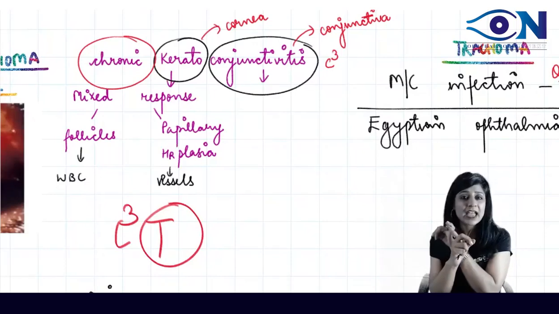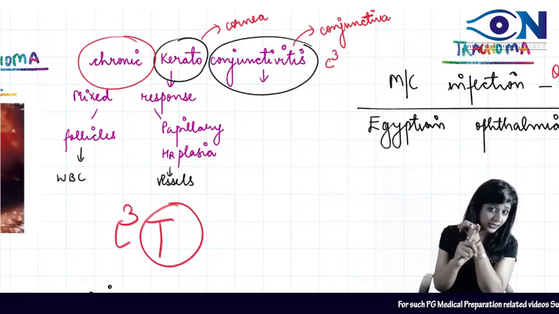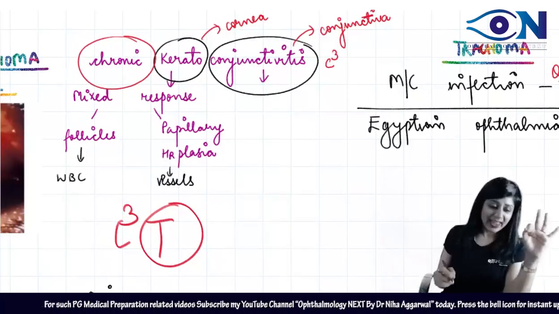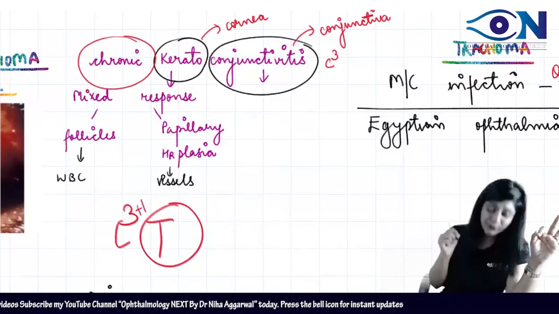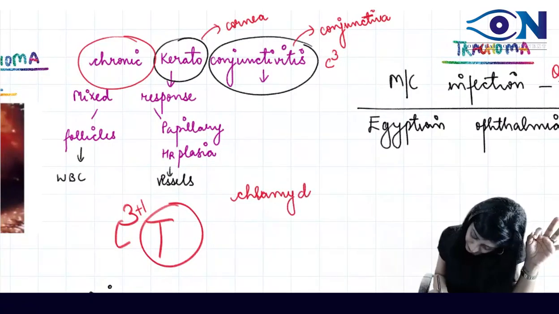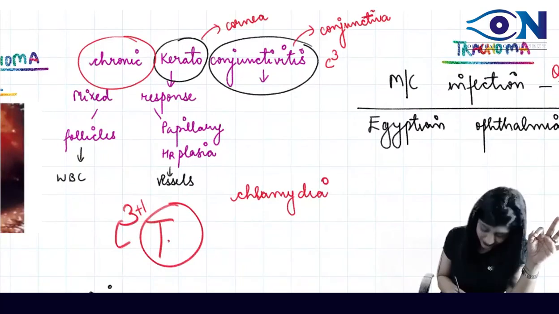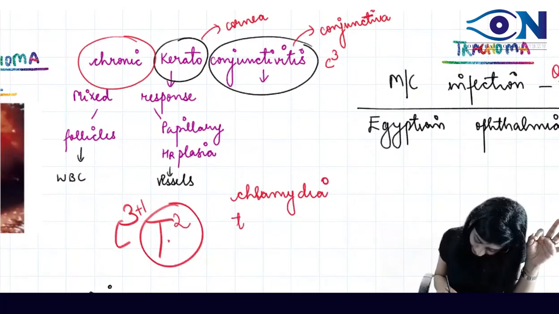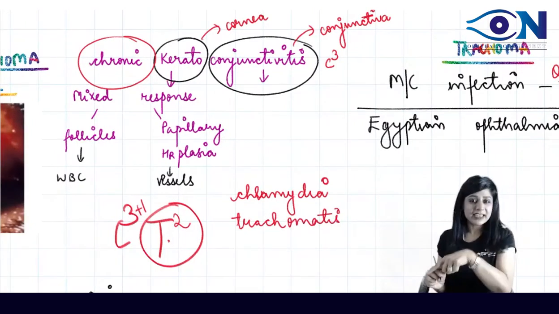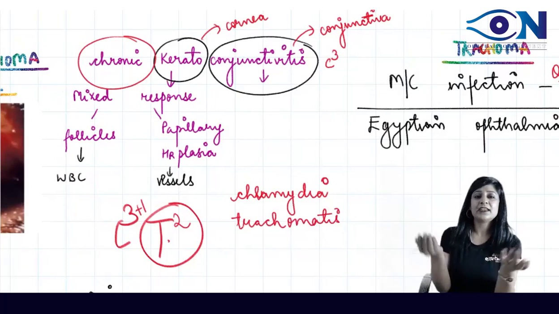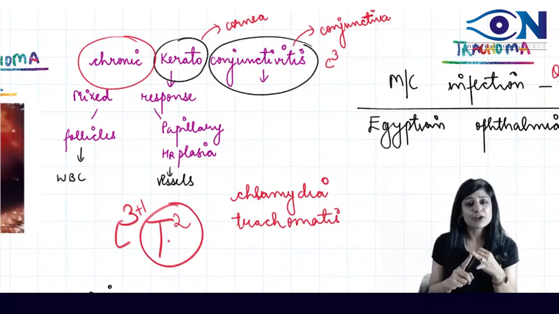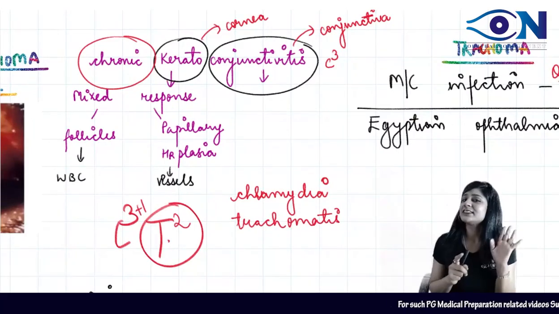C for chronic. C for cornea. C for conjunctiva also. And then you have C for one more thing, the chlamydia. We have C for chlamydia and T for trachomatis. So that will be Chlamydia trachomatis, okay? So we have got the Chlamydia trachomatis, CT, which corresponds to CT. T for your trachoma, and then you have got C for cornea, C for conjunctiva, and C for chronic.